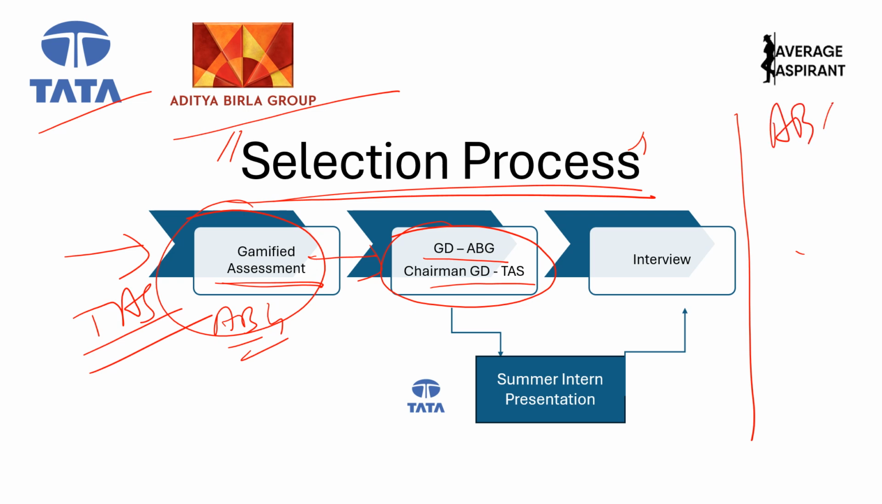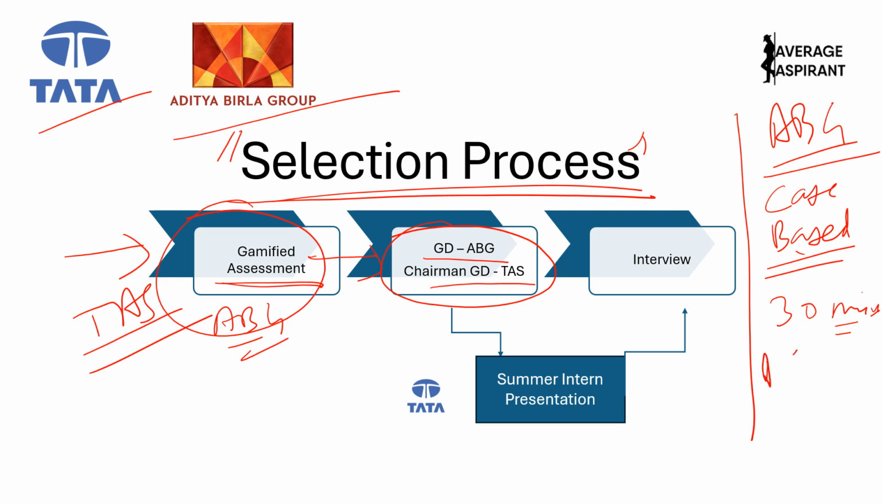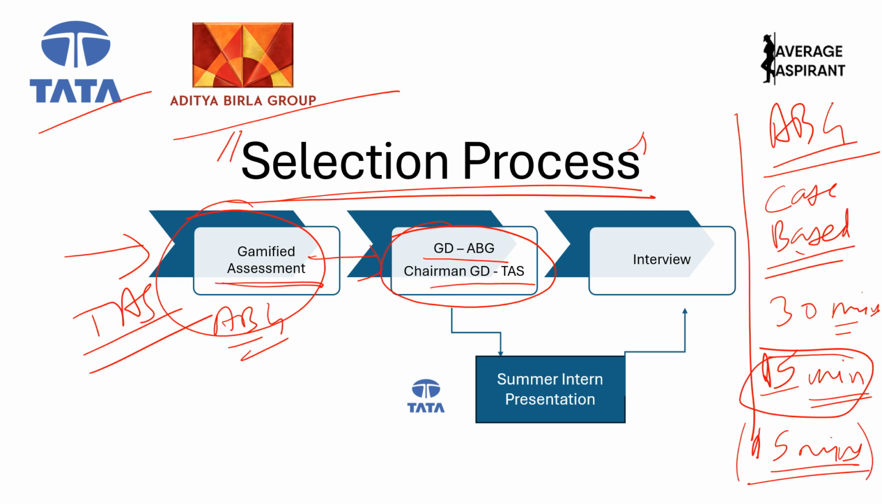About ABG, the GD is case based. What essentially it means is, it's usually 30 minutes. In the 30 minutes, for the first 15 minutes, you will be given a case, a document. It mostly is a real life scenario of one of their companies. You get to read the case for 15 minutes, then the document is taken away from you. You don't have access to that particular case study, and in the next 15 minutes you get to speak on the problem statement which was provided in the document.